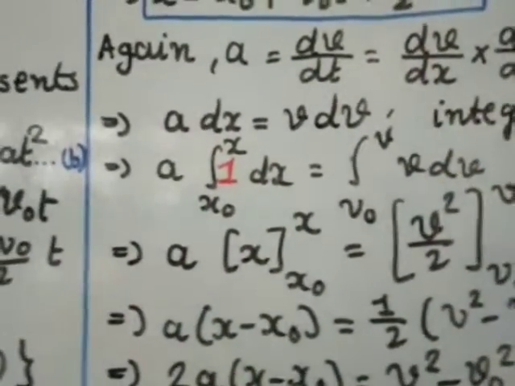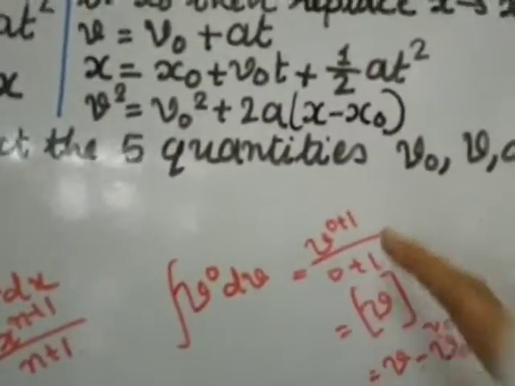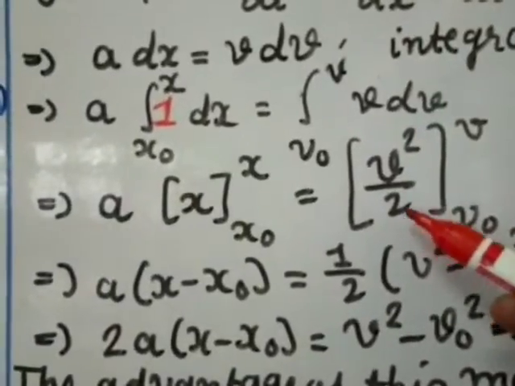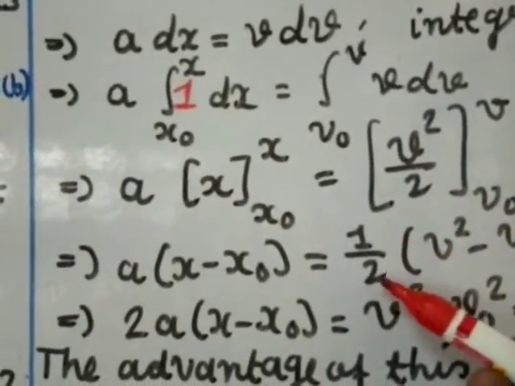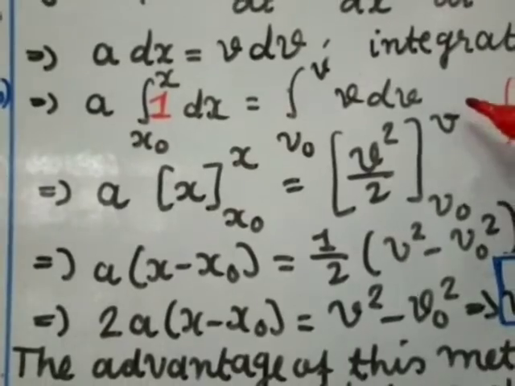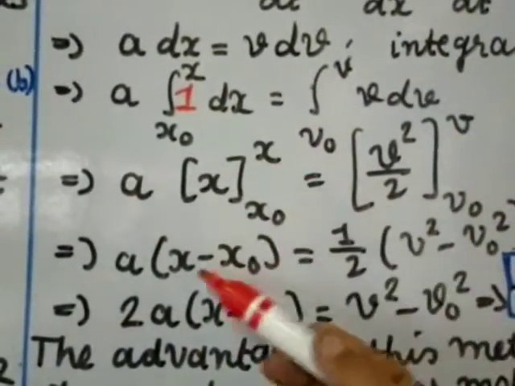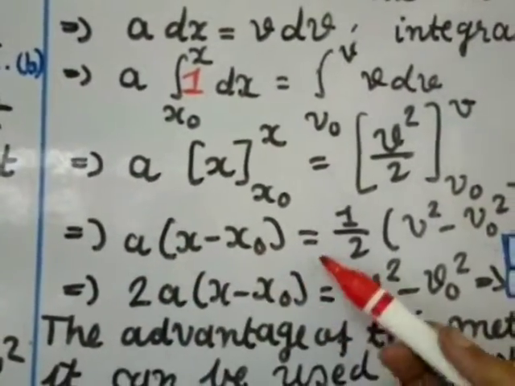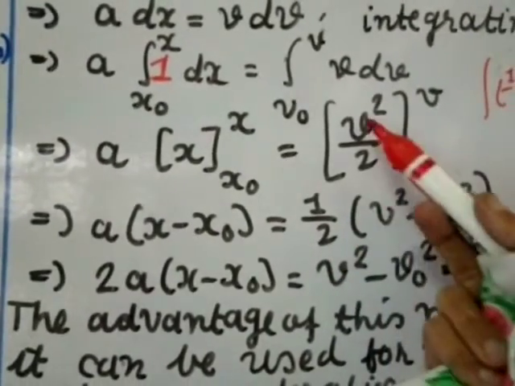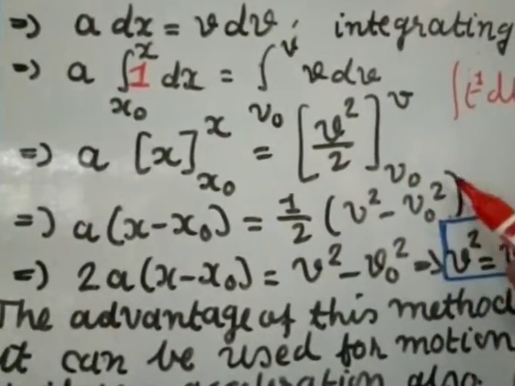And for this one, power 1 is there, right? So if you put power 1 here, then 1 plus 1 divided by 1 plus 1. So what you will get here is v square by 2, and this 2 I am taking out as 1 by 2, and the limit is v0 to v. Now apply the upper limit first, x minus x naught, this a as it is, equal to 1 by 2 out, and v square minus the lower limit v naught square.